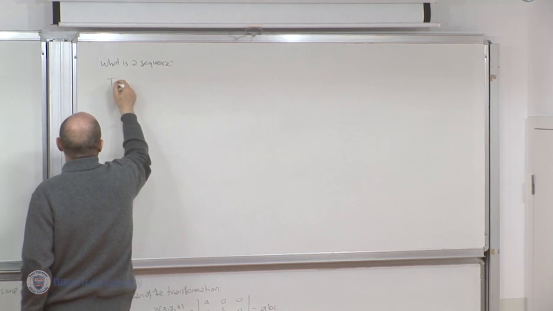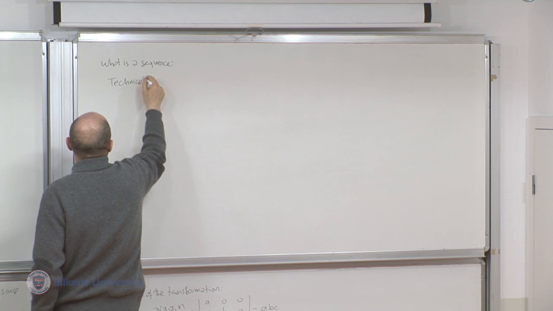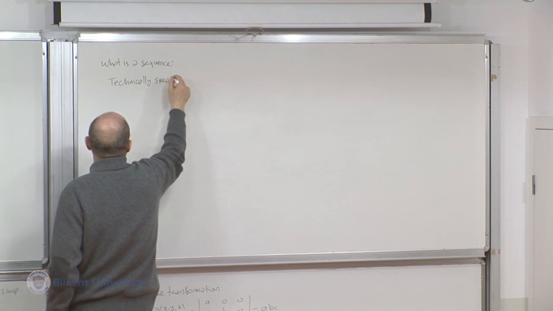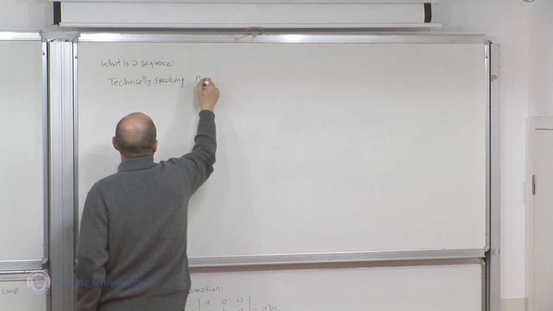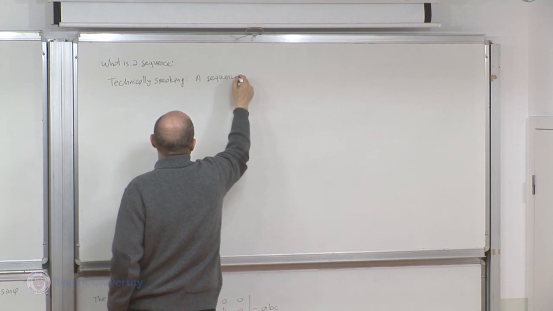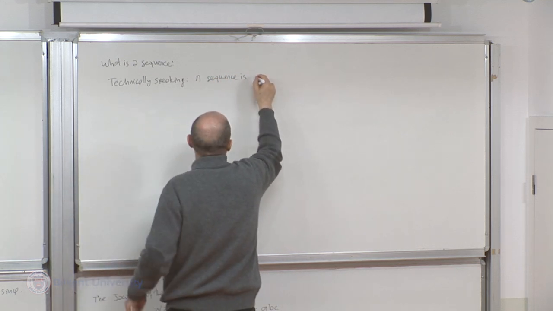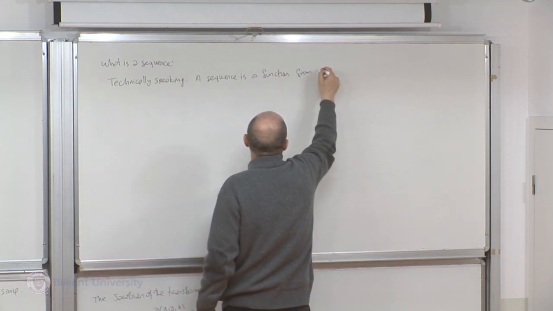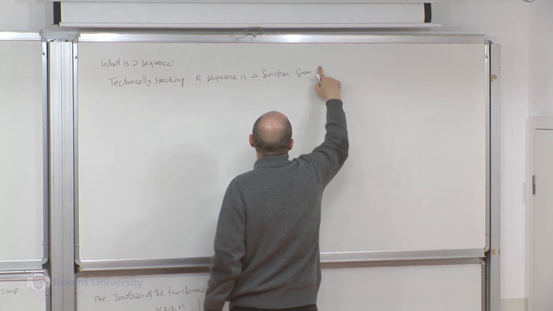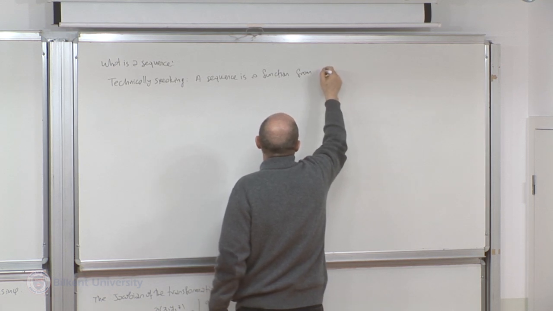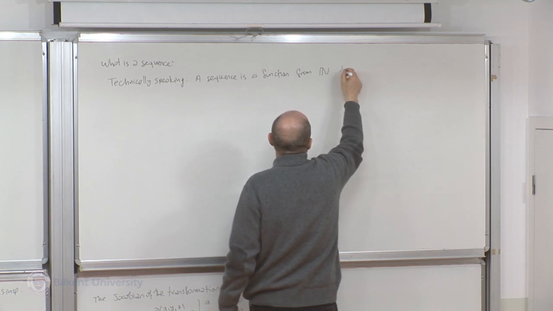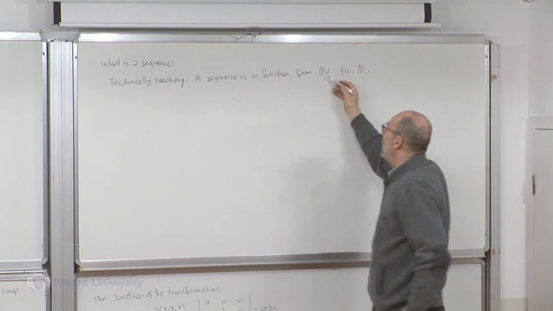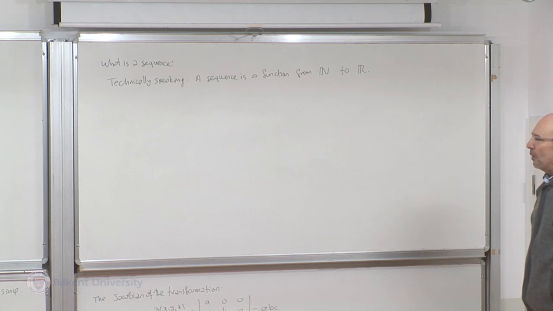Technically speaking, a sequence is a function from integers, let's say from integers to real numbers. Here there is 0. Sometimes you use 0, sometimes you don't, so I will be flexible there. So this is the technical thing.